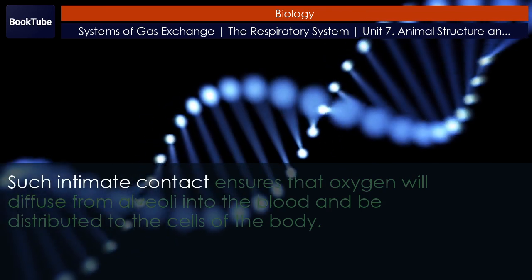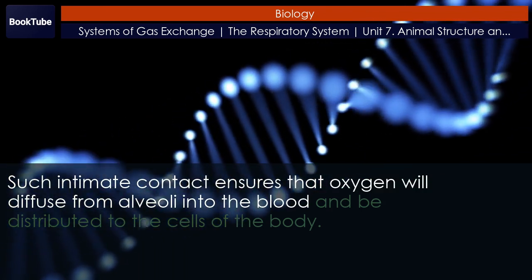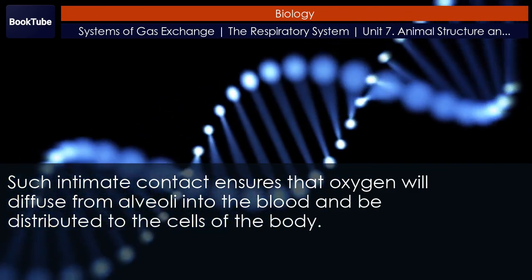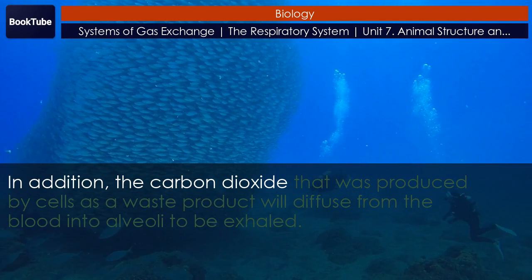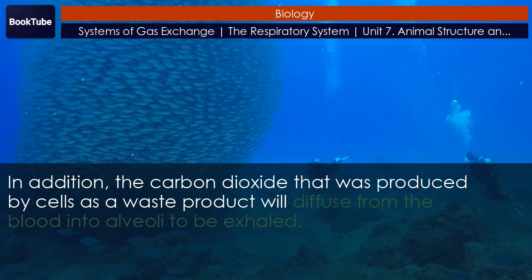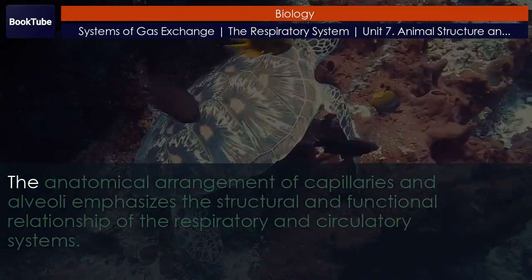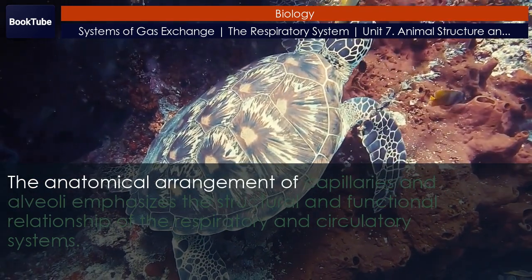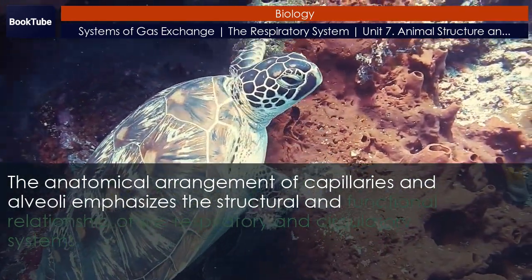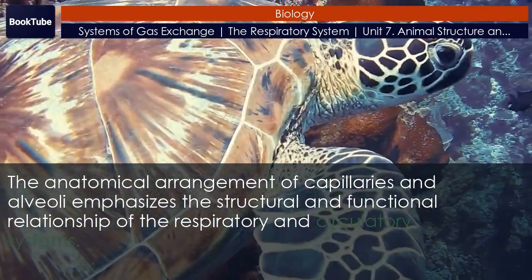Such intimate contact ensures that oxygen will diffuse from alveoli into the blood and be distributed to the cells of the body. In addition, the carbon dioxide that was produced by cells as a waste product will diffuse from the blood into alveoli to be exhaled. The anatomical arrangement of capillaries and alveoli emphasizes the structural and functional relationship of the respiratory and circulatory systems.